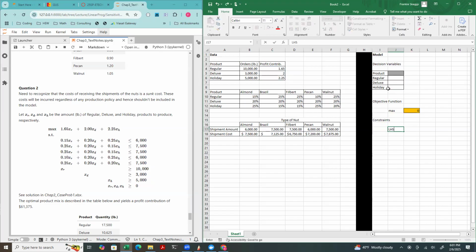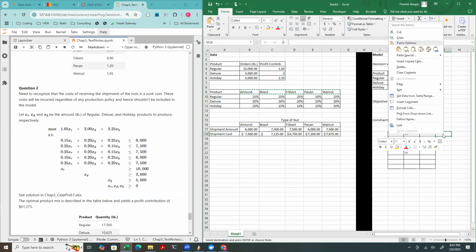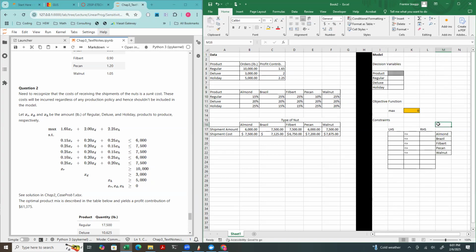Constraints here: left-hand side, right-hand side. Looks like I end up with what? 5 and 3, 8 constraints. The first ones are all going to be inventory, so there's 5 here. And really, I would suggest better comments than this, but I'll just do something like this for now. It'd be nice to say almond inventory, Brazil inventory, filbert inventory, and so on and so forth.